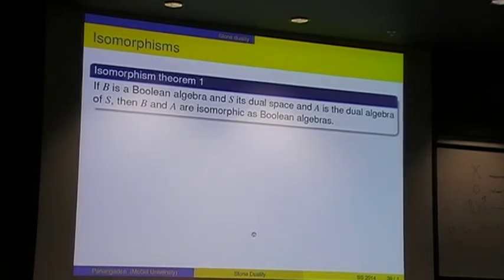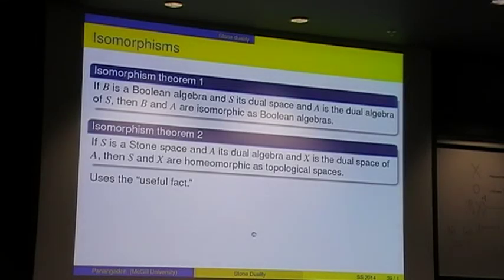So here is the grand isomorphism theorem. If B is a Boolean algebra and S is its dual space, and A is the dual algebra of S, then B and A are in fact isomorphic. If I start from B, go to S, come back, the thing I get may not look like B, but it will be isomorphic to B. Okay, so they'll be isomorphic as Boolean algebras.